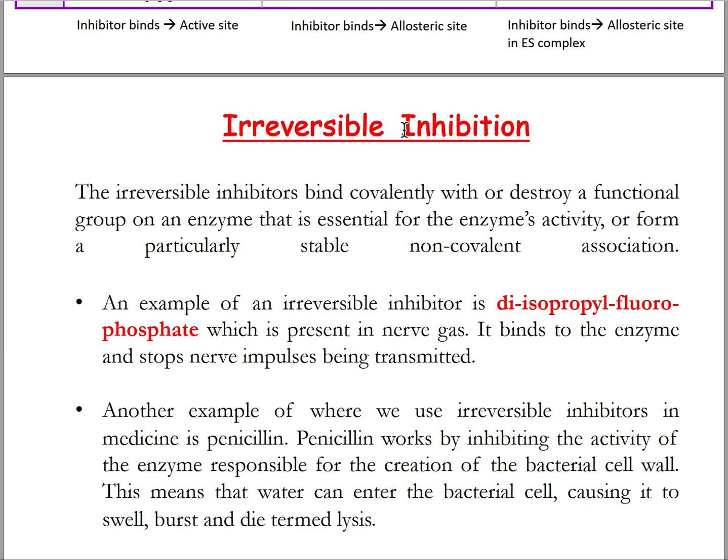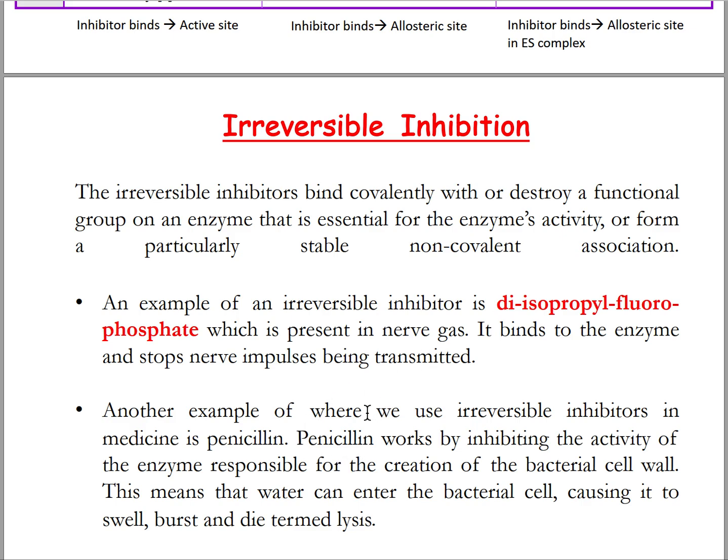And irreversible inhibition. The irreversible inhibitors bind covalently with or destroy a functional group of an enzyme that is essential for the enzymatic activity, or form a particularly stable non-covalent association. An example of an irreversible inhibitor is diisopropyl fluorophosphate, which is present in nerve gas. It binds to the enzyme and stops nerve impulses being transmitted.